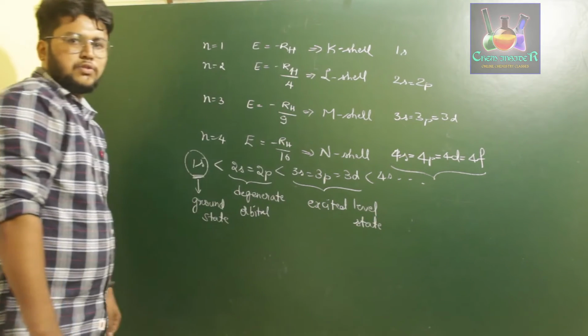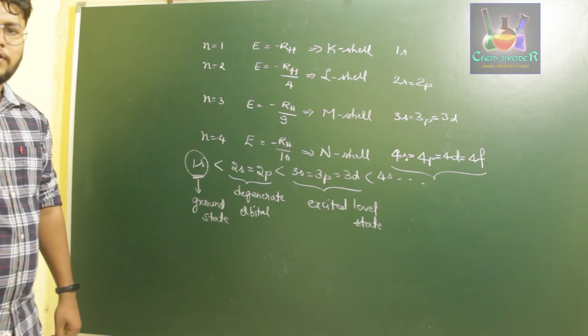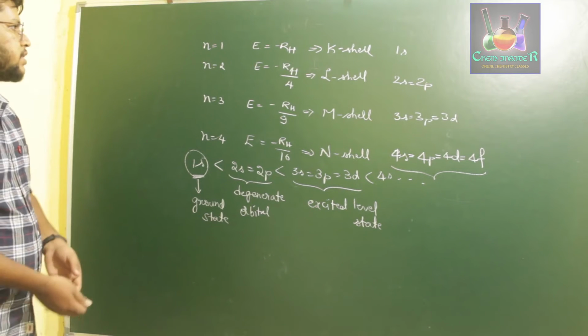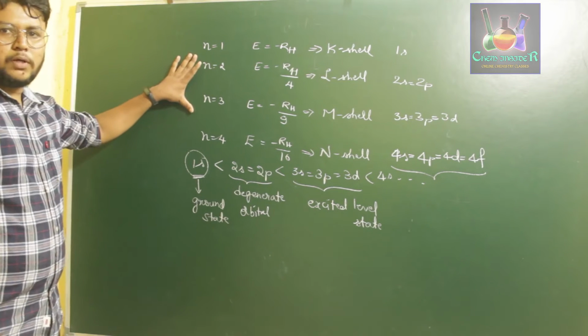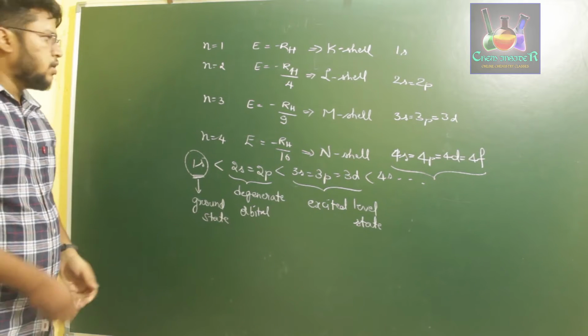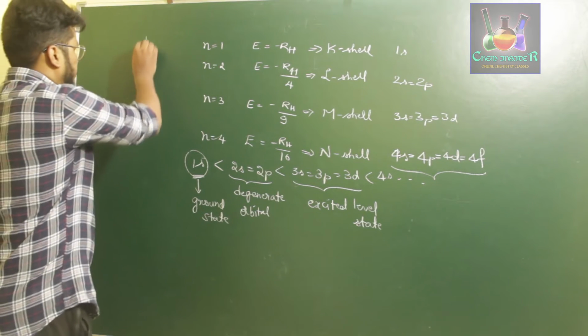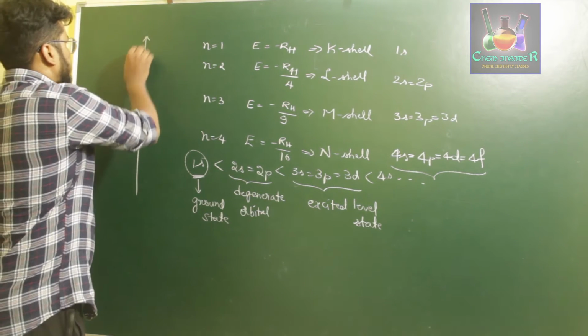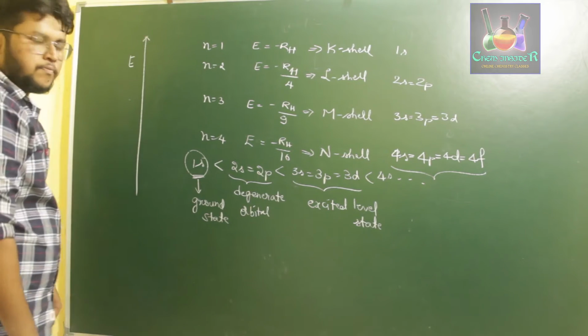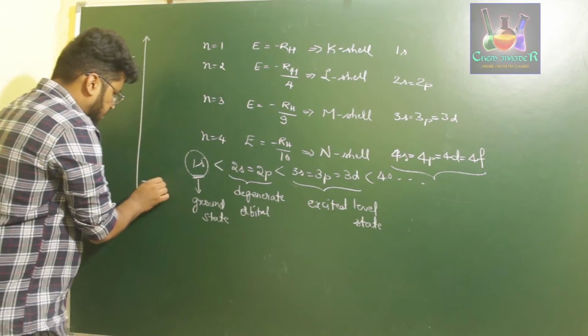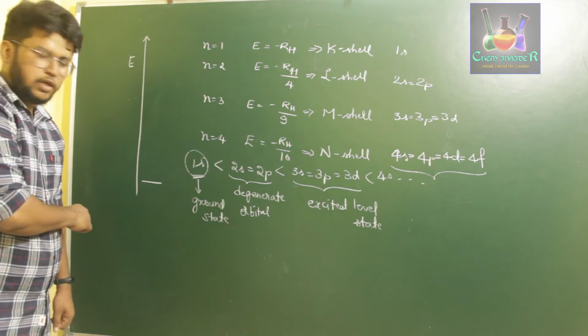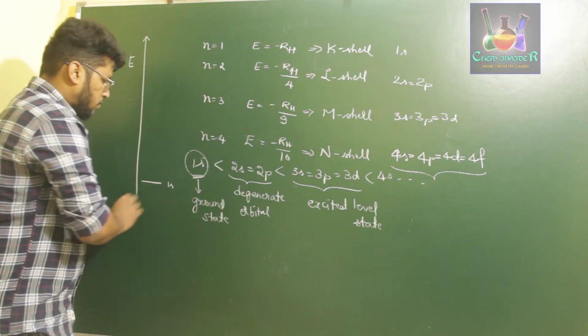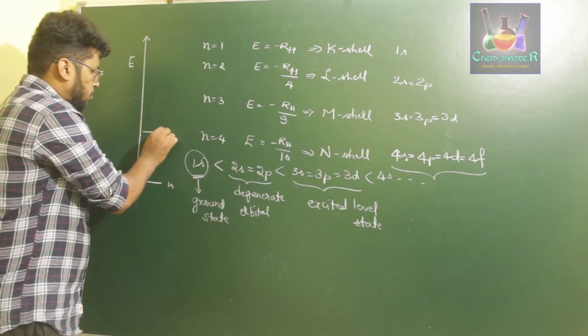Okay. So this is what we can consider in the case of hydrogen atom, where we just use the principal quantum number to differentiate the energy levels. If I represent this in an energy level diagram, with energy taken on the y-axis, 1s will be nearest to the ground state. 1s will be here, then 2s and 2p.